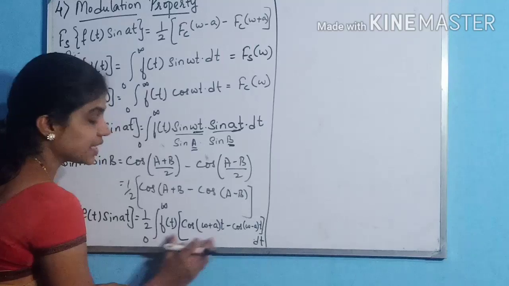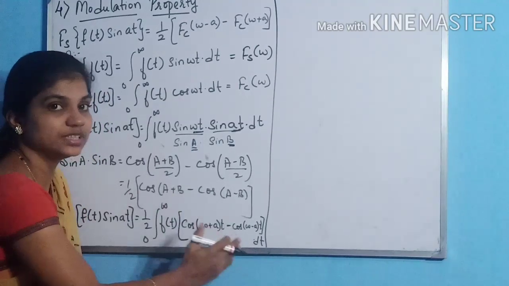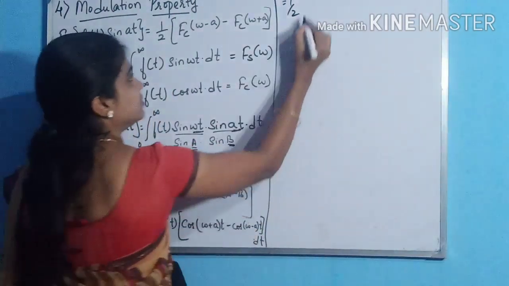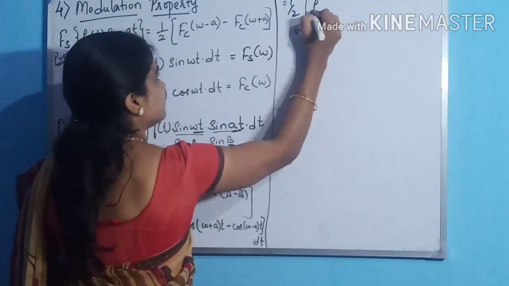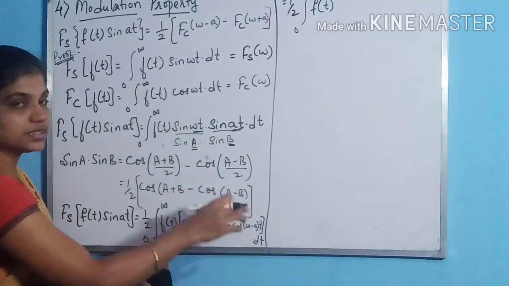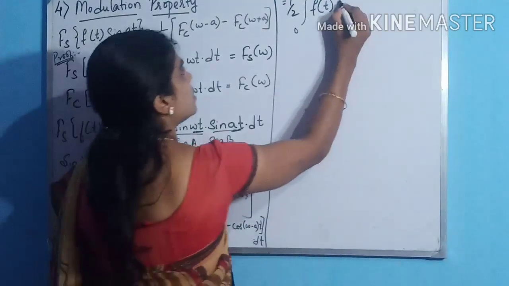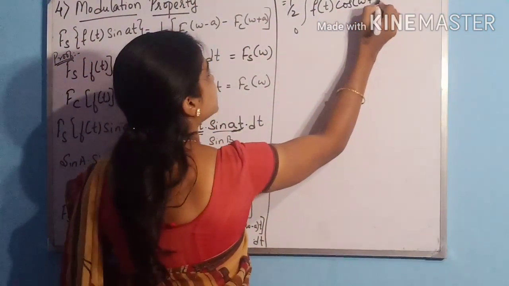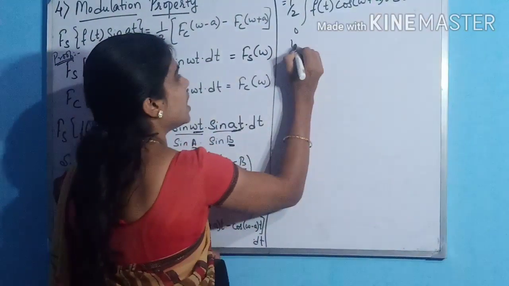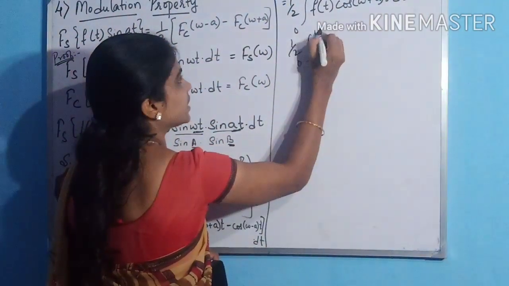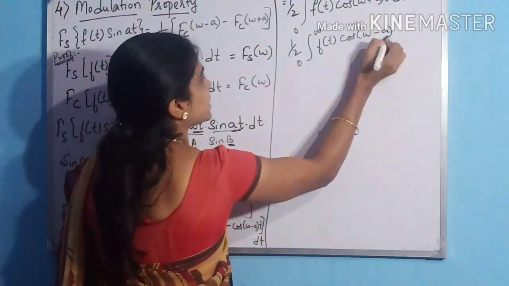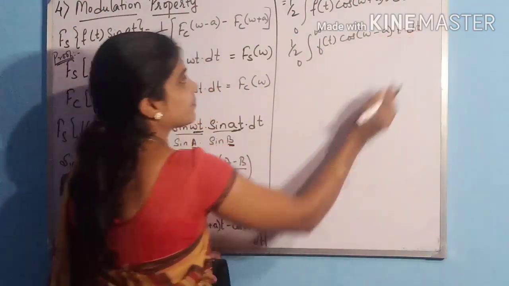Now we will separate these two as two different integrals. So we are going to write it as half of the integral from 0 to infinity of f(t), this is one integral and this is the other integral. So it is going to be cos((omega plus a) t) dt, minus half of the integral from 0 to infinity of f(t) cos((omega minus a) t) dt.